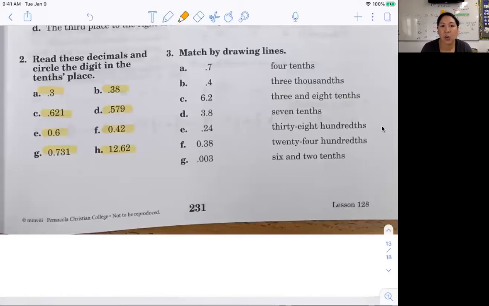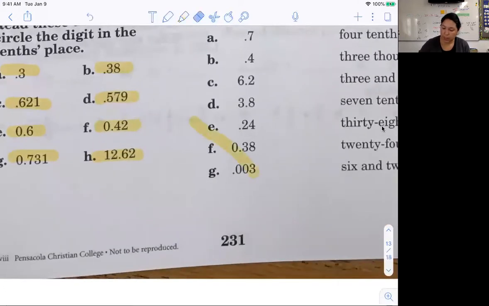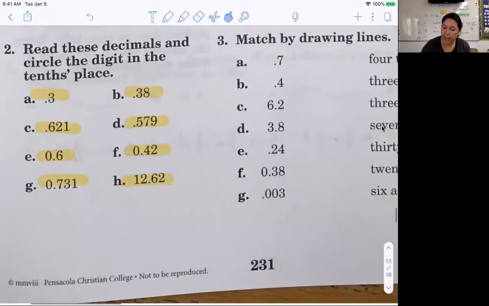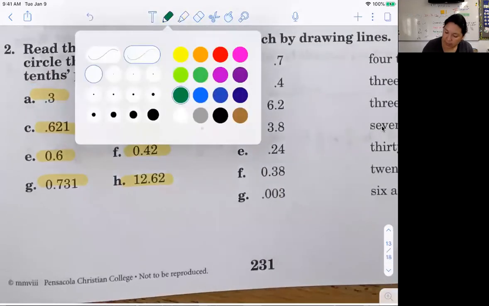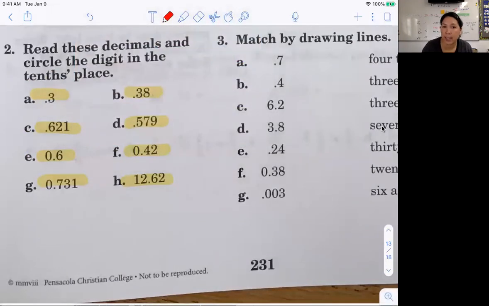Let's go ahead and circle the tenths place. Now remember, the tenths place is always right next to the decimal point. So find the decimal point and circle the number right next to it. What's right next to the decimal point? The 3. The 6, the 7, the 3, the 5, the 4, and the 6. If you find the decimal point, you look at the digit to the right of it.